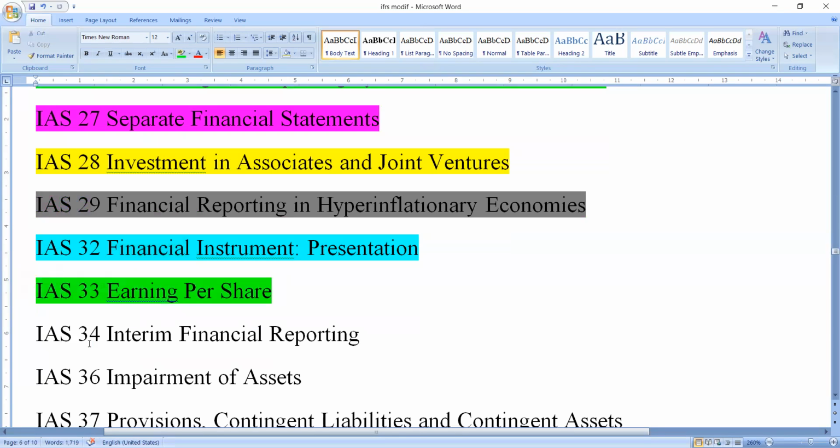In International Accounting Standard 33, what happens here? It is purely related to earnings per share. What is earnings per share? After we pay the taxes, it is the profit available to the shareholders, either equity shareholders or preference shareholders. We are paying the dividends to the shareholders.